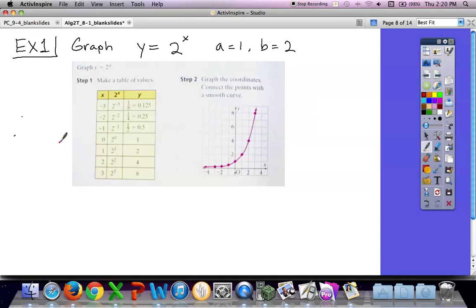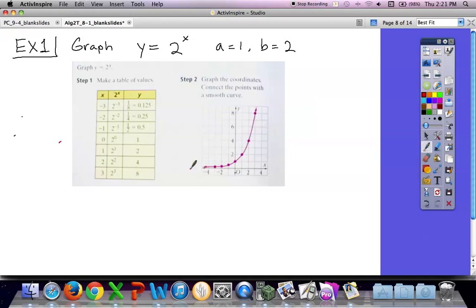What do you do with the x values? You plug them into that equation one at a time. That's what they've done in the second column. They've plugged in for the x, -3 to 3, and they simplified. All of these points here are these points: -3, 0.125; -2, 0.25. And then they're connected with a smooth, continuous line. That's the shape of the graph.